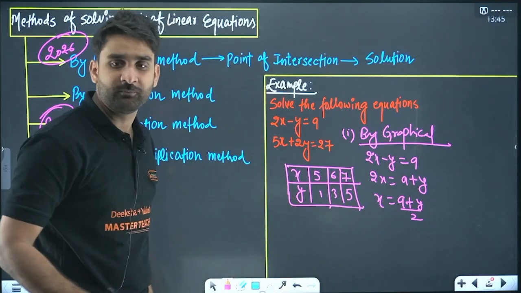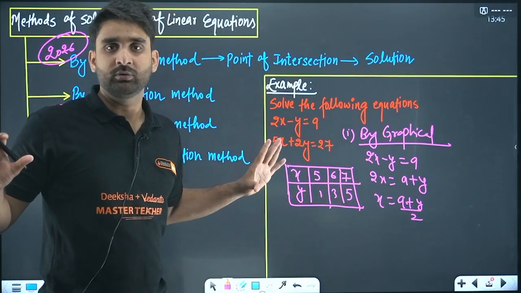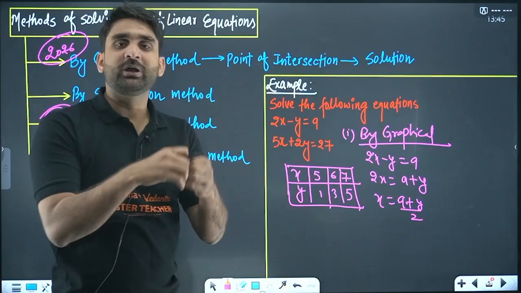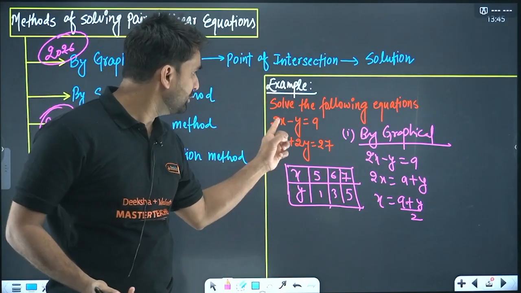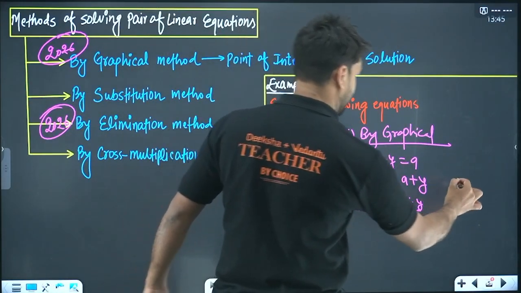Are you getting my point? So as per your comfortability, you can take any value. These values can vary between different students, because a student can take any value as per their requirement and comfortability. So this is the solution for the first equation. Now find out the solution of the second equation.